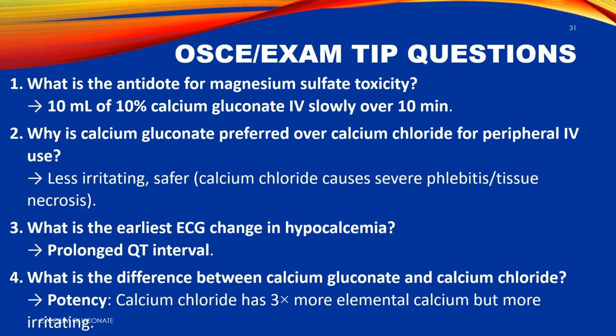4. What is the difference between calcium gluconate and calcium chloride? Potency. Calcium chloride contains about 3 times more elemental calcium than calcium gluconate. However, calcium chloride is more irritating and requires administration through a central line to minimize the risk of tissue damage.